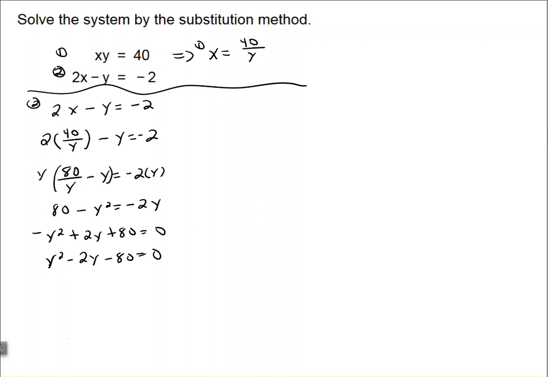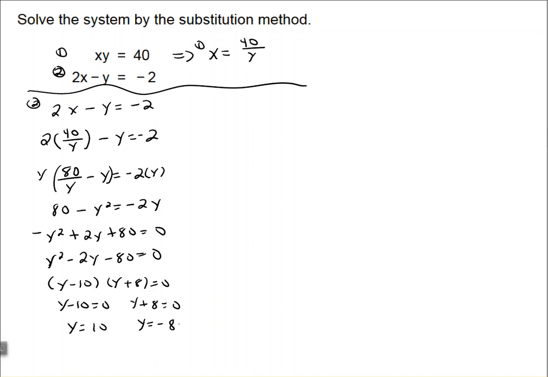So we're back down to that good old factoring. So we need to find factors of negative 80 that give us a sum of negative 2. That's right, negative 10 and positive 8. Set your factors equal to 0 and solve. So we see that y equals 10, y equals negative 8.